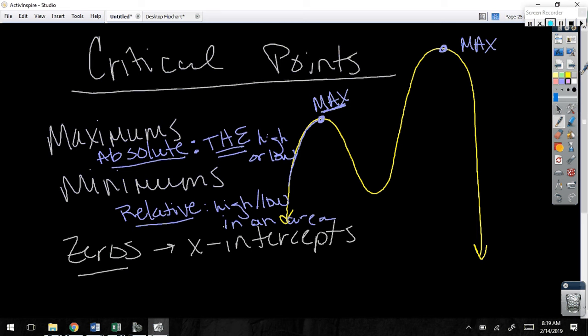So looking at this first maximum, would you say that that is a relative or an absolute? Relative. And the reason being there's a higher point, which is here. Would that be relative or absolute? Absolute.